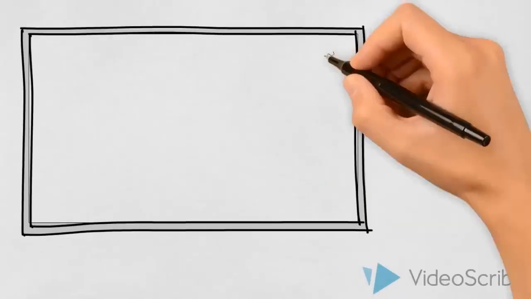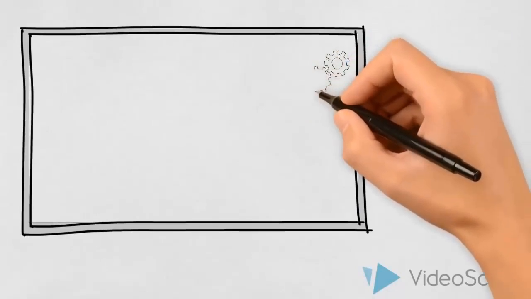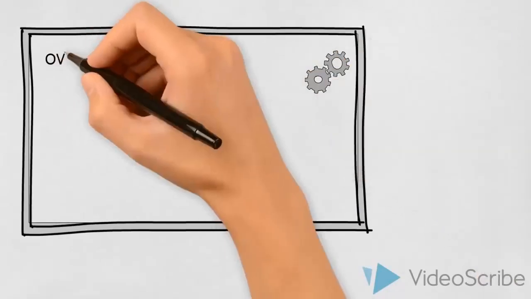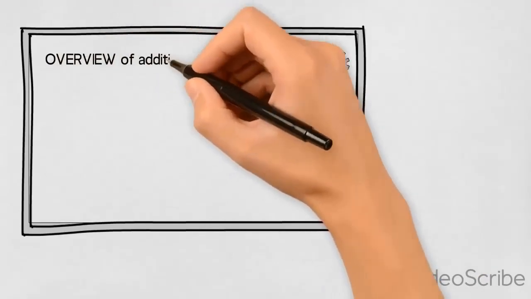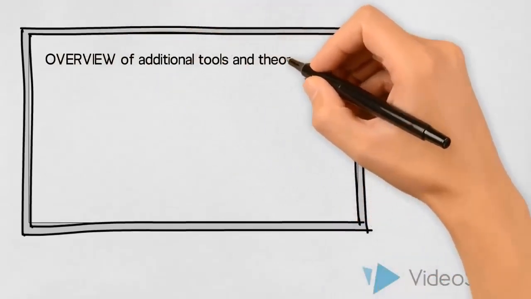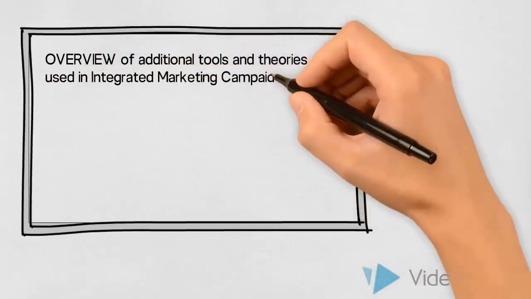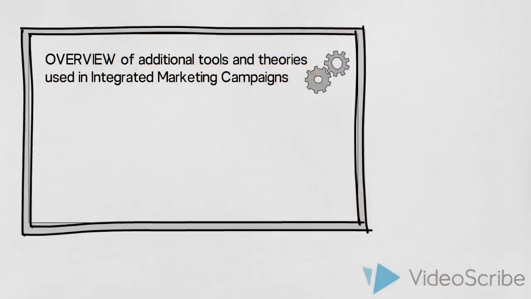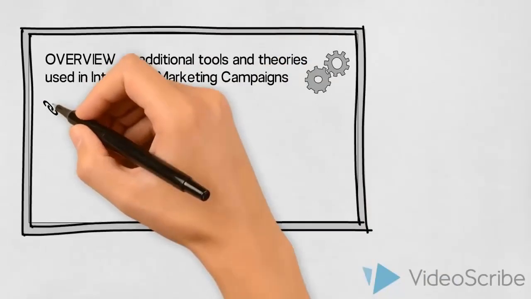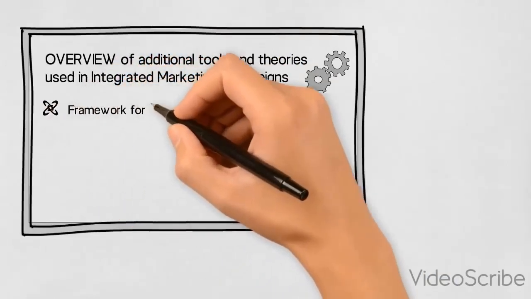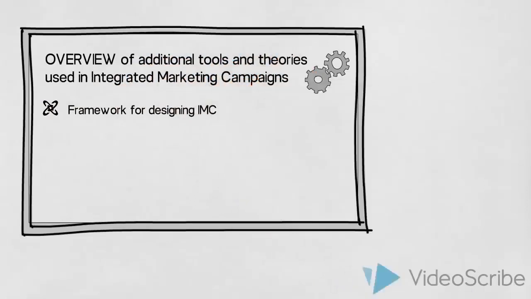In addition to the factors we have just discussed, we as marketers have some additional tools and theories we can use to guide us when creating an integrated marketing campaign. These will not be described in detail in this video, but let us just introduce an overview of some of those tools and theories we might want to use. We could use the framework for designing integrated marketing campaigns to guide us through the process.